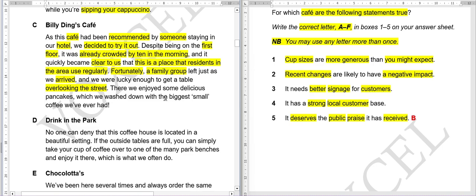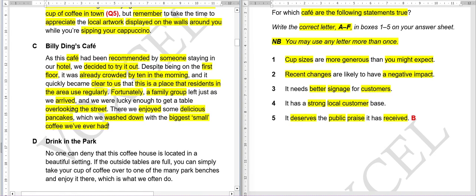There we enjoyed some delicious pancakes which we washed down with the biggest small coffee we have ever had. So what they did there, they ate some delicious pancakes which they washed down, meaning they gulped down with the biggest small coffee they ever had. So they ate these pancakes with the biggest small cup of coffee. Okay, so this is your paragraph. Again, you have some time to tell me the answer or the answers, or if there is any answer or not. Your time starts now.